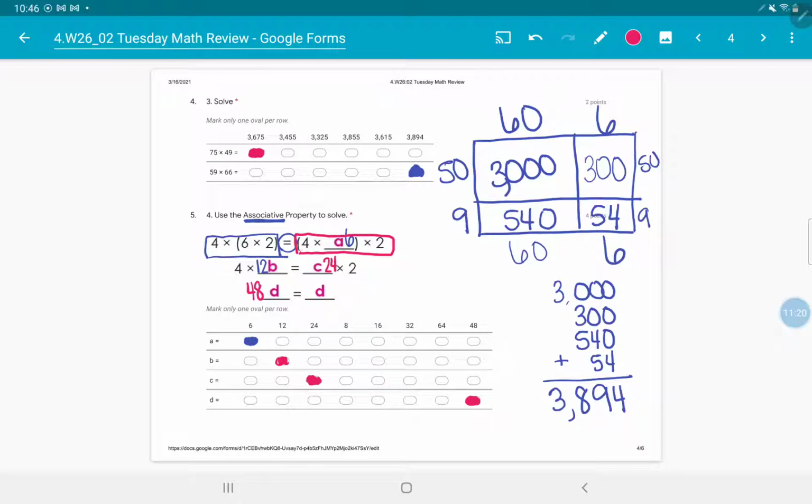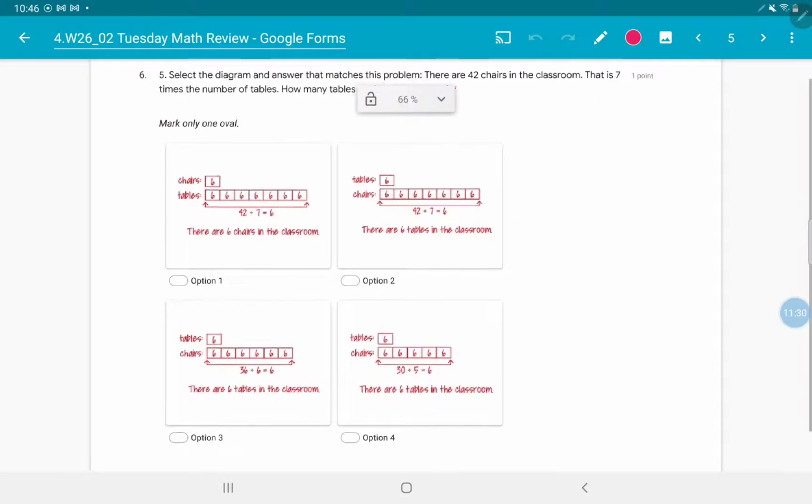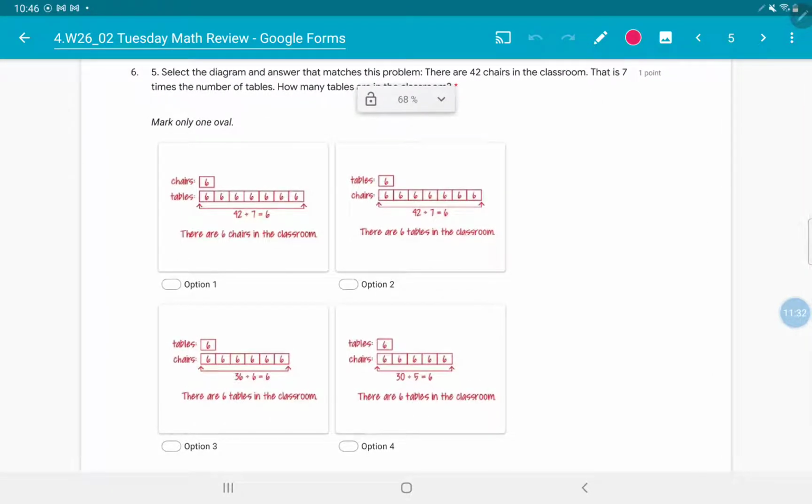All right. Let me make this a little bit smaller so that we can see. Good. All right. Now let's check number 5. We're looking at the diagram and answer that matches this problem. There are 42 chairs in the classroom. That is 7 times the number of tables. How many tables are in the classroom?